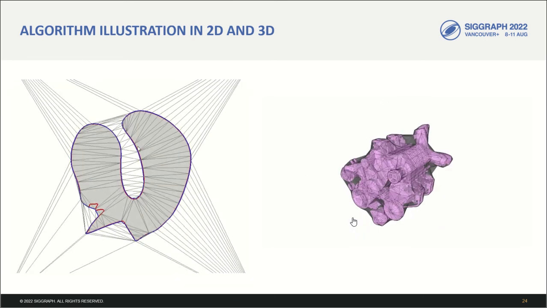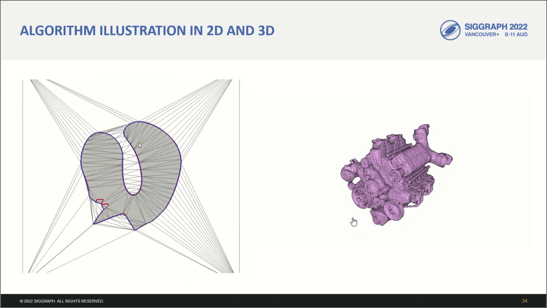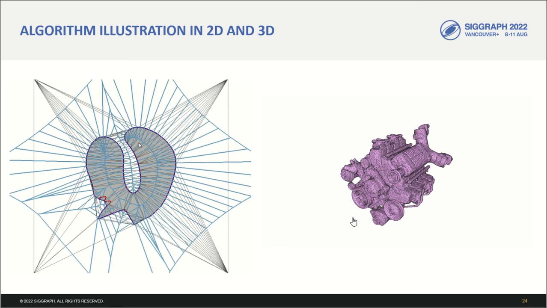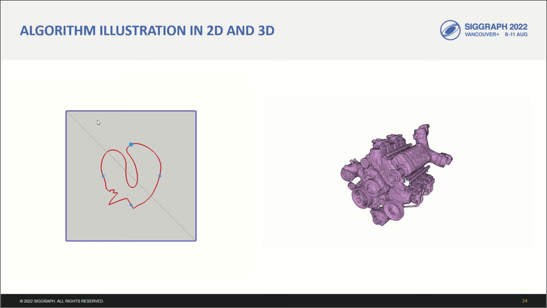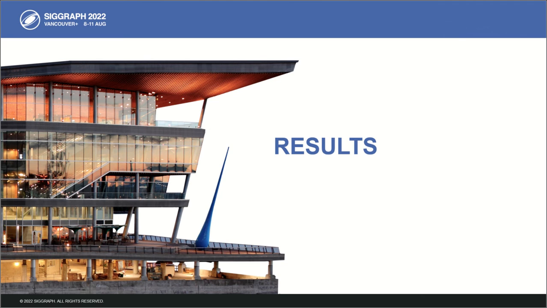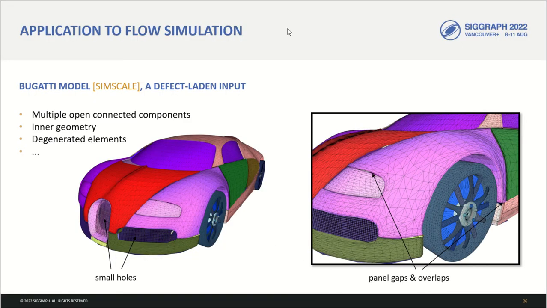In 3D, you see that we start from the bounding box and wrap outside in while refining the mesh and maintaining this property of being watertight, strictly enclosing the input. Let's see some results. The following car model is riddled with all kinds of defects: small holes, panel gaps and overlaps, many multiple open connected components, degenerate elements, and so on.